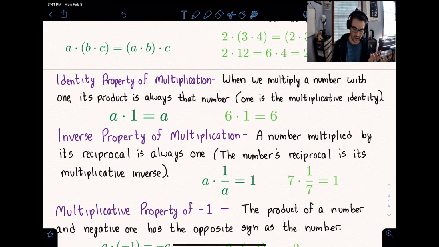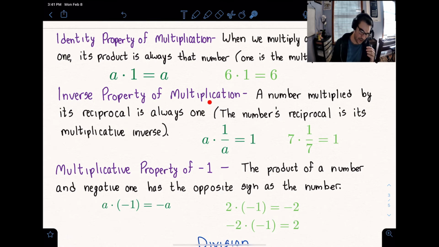And that's because any number times 1 maintains the same value. 6 times 1 is 6. So we could see how whenever we apply the identity to a number, we always get that number back out. In addition, the identity is 0 because any number plus 0 is the number. In multiplication, the identity is 1 because any number times 1 is that number again.